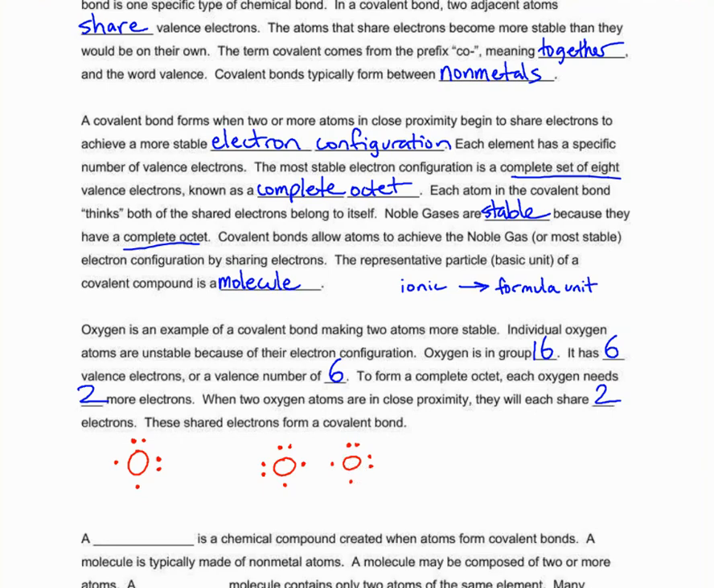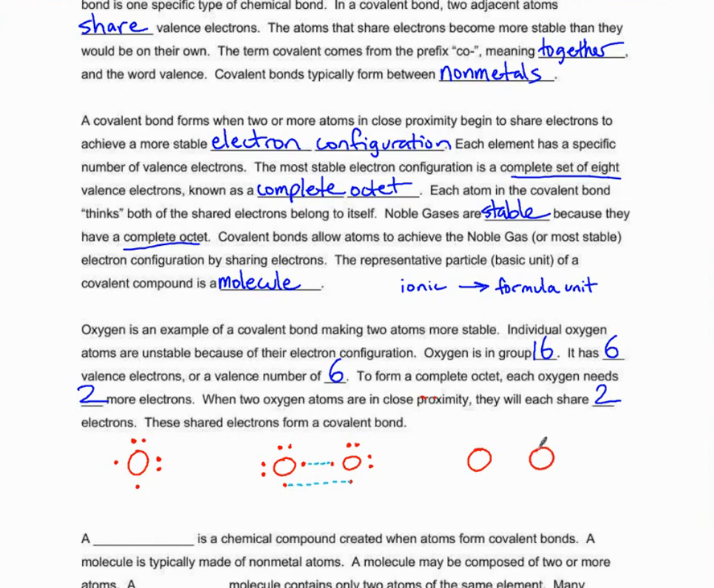And so here's what's going to happen. They're in close proximity, they're both unstable, and so they decide that we're going to share this pair of electrons and we're going to share this pair of electrons. So if you look at the oxygen on the left, it only has 6 electrons of its own, but it thinks that this electron belongs to itself, and it thinks that this electron will belong to itself. So really, it thinks that it has 1, 2, 3, 4, 5, 6, 7, 8.